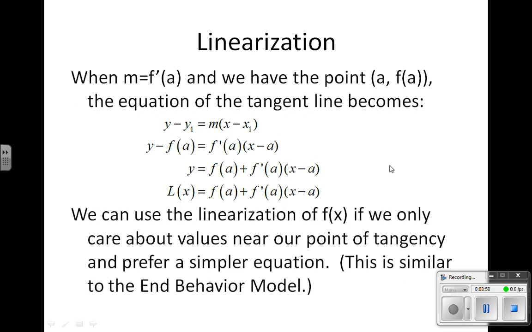When we're using our linearization, we're always looking at values that are close to the point of tangency. So I wouldn't want to use this tangent line equation to approximate a value for my function that's really far from my point of tangency. My line does a good job approximating my function for values that are close to the point of tangency. So be careful. This should sound kind of familiar with the approximating idea.